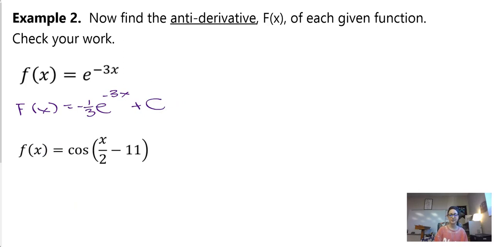Force a pause on the screen. Can you try the next one? Hit continue when you're ready to check your answer. All right, so again, I am calling the antiderivative capital F. So let's check our answers here.